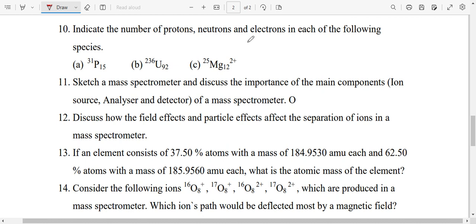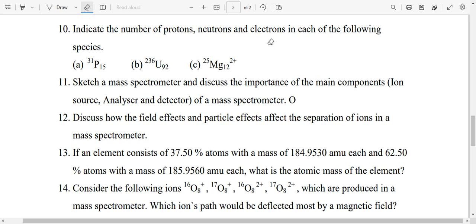Indicate the number of protons, neutrons, and electrons in each of the following. Looking at this first one, starting with the number of protons, the proton number is 15. That will be equal to the number of electrons, which is 15 for a neutral atom. Then the number of neutrons is simply the mass number minus the atomic number. So that is going to be 31 minus 15, which is 15 also. So that is for the first one.